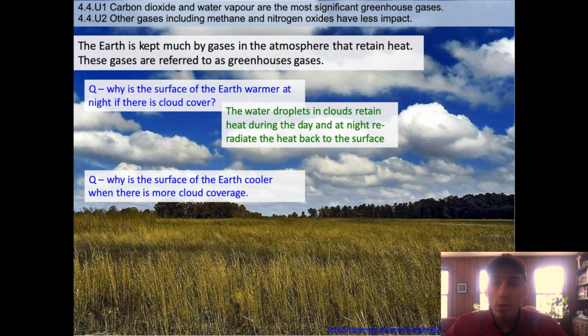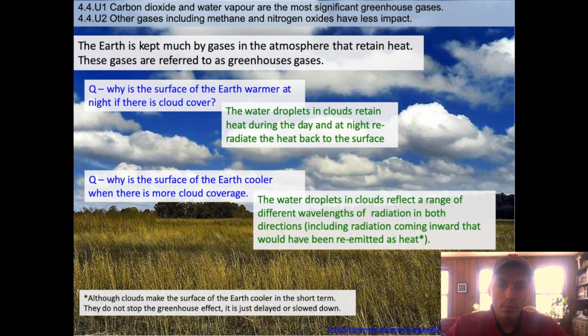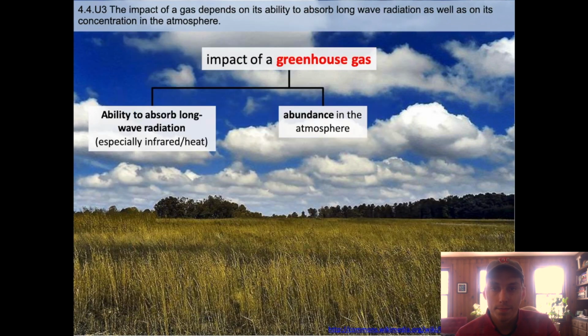Why is the surface of the Earth cooler when there is more cloud coverage? Cloudy days tend to be cooler, right? The difference is that instead of reflecting the heat coming from the Earth, the clouds are reflecting the heat coming in from the sun. So that heat never actually makes it down to the Earth. It's important to know that water is a significant factor in greenhouse gases, but clouds do not have a significant effect on the greenhouse effect. The overall water vapor has some effect, but it's not really significant overall.